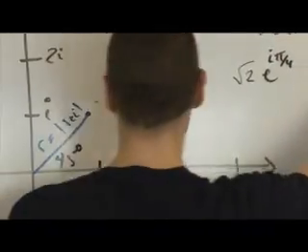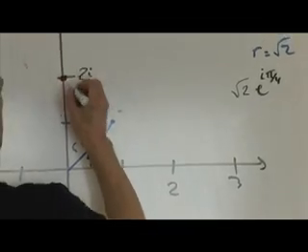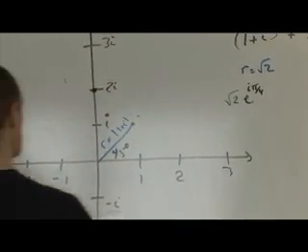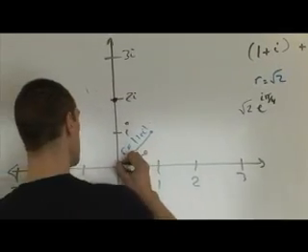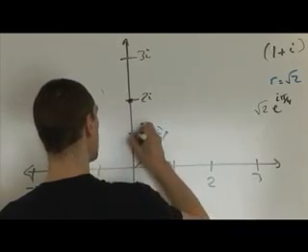So now 2 plus I is the point right here. So this is our first vector. This is our second vector. These both have length and direction.